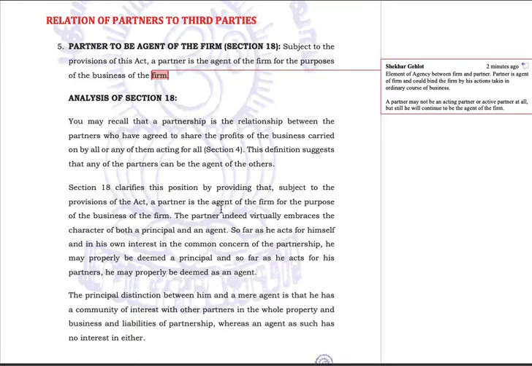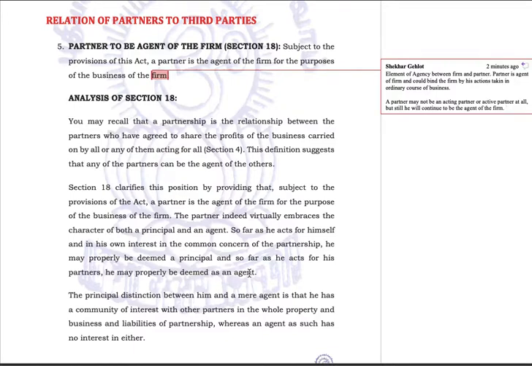The partner indeed virtually embraces the character of both a principal and an agent. A partner is a principal as well as an agent. Okay, he takes the character of both persons. So far as he acts for himself and in his own interest in the common concern of the partnership, he may properly be deemed a principal. And so far as he acts for his partners, he may be properly deemed an agent.